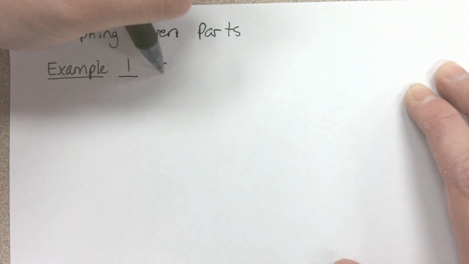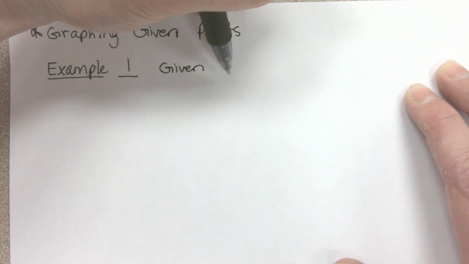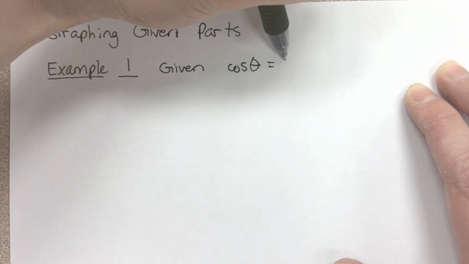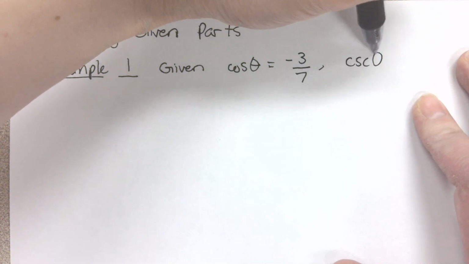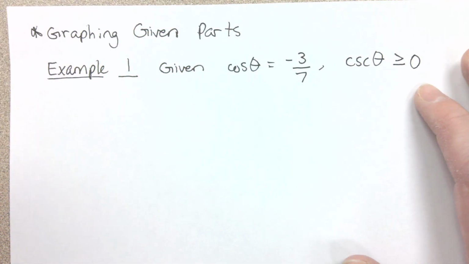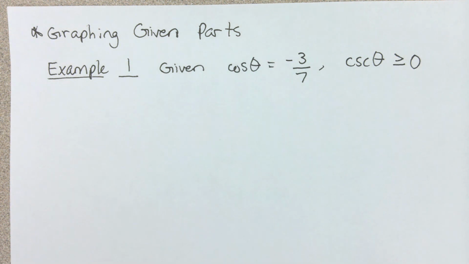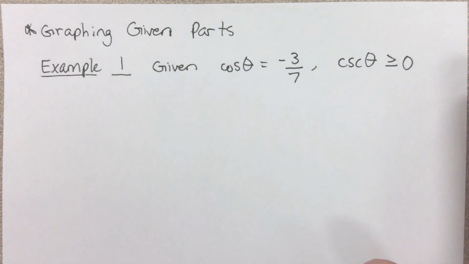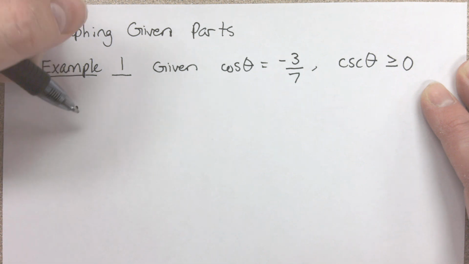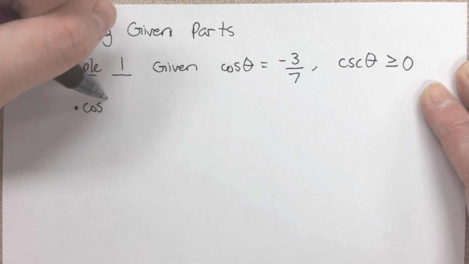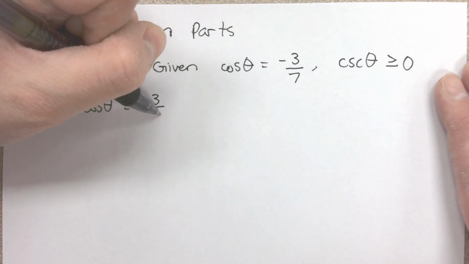This time we are given that cosine of theta is equal to negative 3 over 7, and cosecant theta is greater than or equal to 0. We did these last unit, so the start is very similar to how we did it before. First, the cosine of theta equals negative 3 over 7. That tells us some pretty important information.